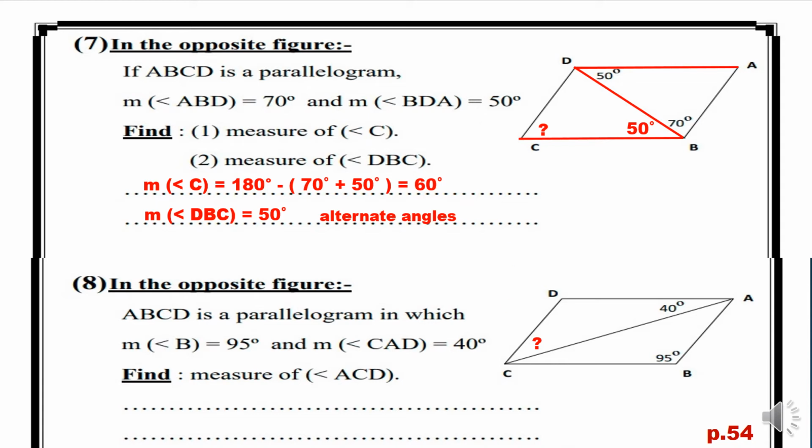First, I have alternate angles. Angle DAC is equal to angle ACB, equal to 40 degrees. And then I want to find angle ACD. It will be equal to 180 minus (95 plus 40), which equals 45 degrees.